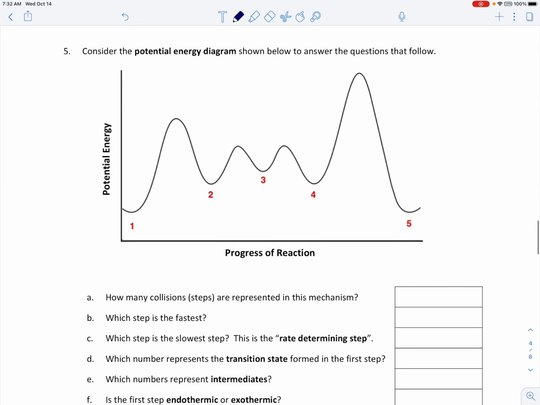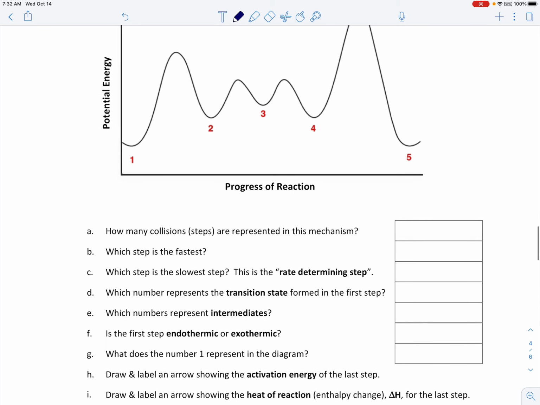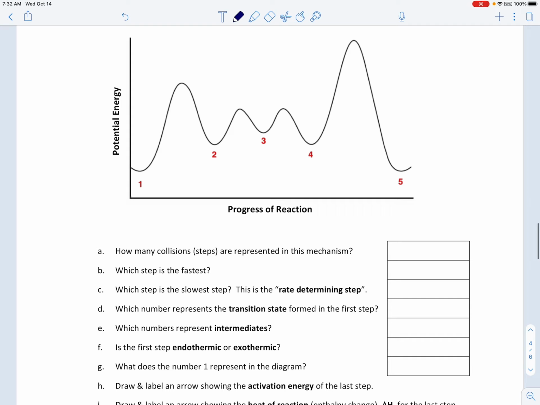Question 5 shows us a potential energy diagram, and we're going to answer the questions down below. See if you can pause the video and try this yourself. So part A, how many collisions? Well, to see the collisions, you just look at the number of hills. So there's 1, there's 2, there's 3, there's 4. So there were 4 steps in the mechanism.